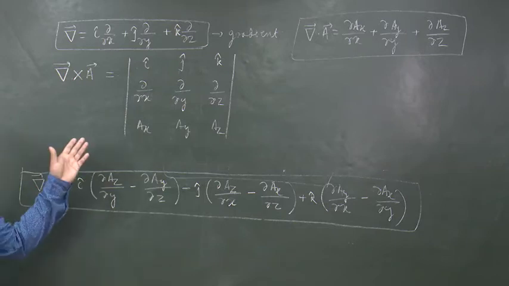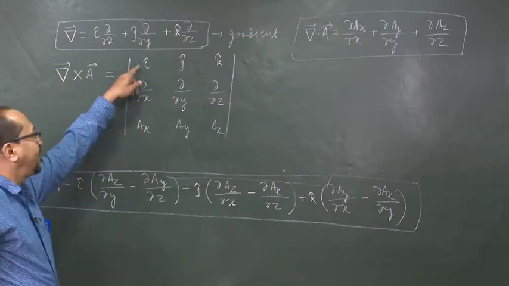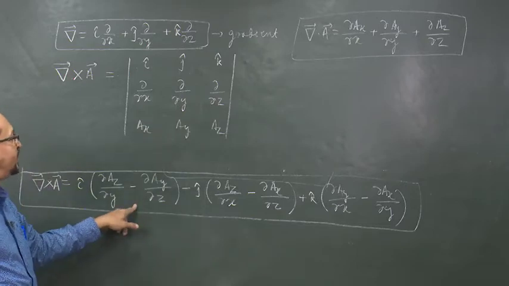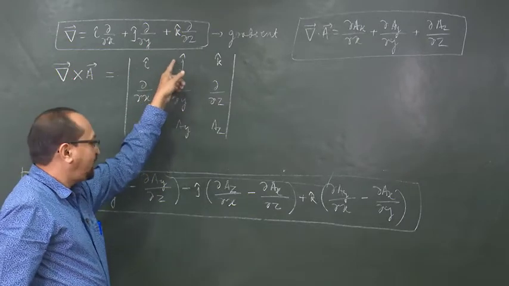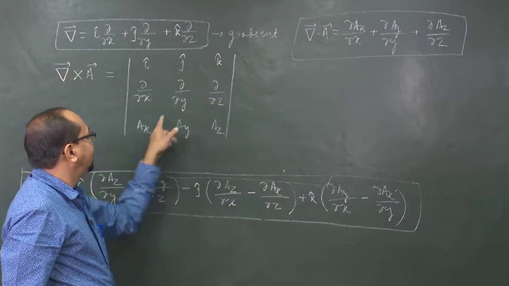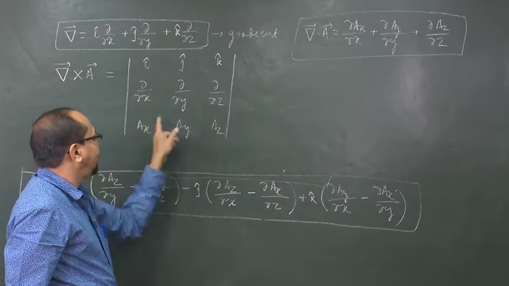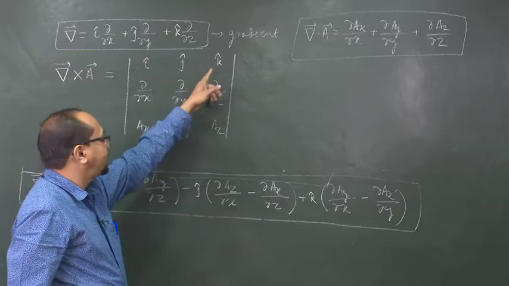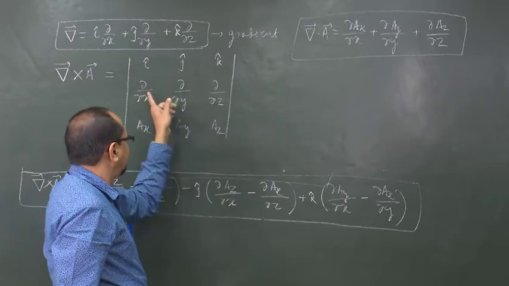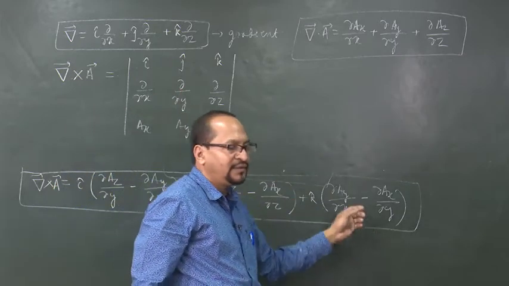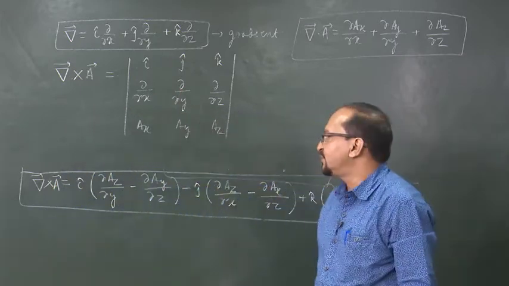You know how to calculate the determinant value: i cap into del a z by del y minus del a y by del z, this term. This one is minus j cap into del a z by del x minus del a x by del z, plus k cap into del a y by del x minus del a x by del y. These are the 3 terms.